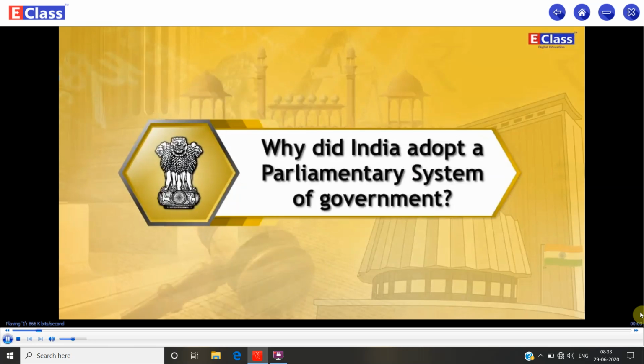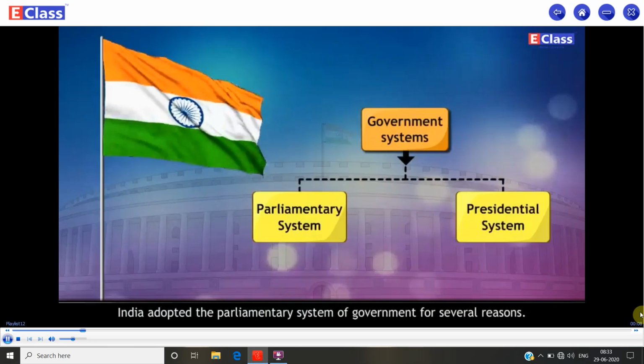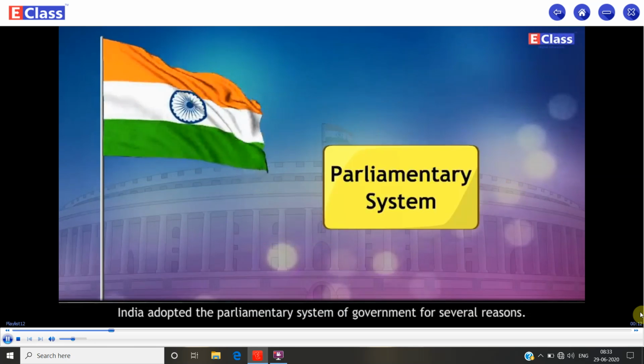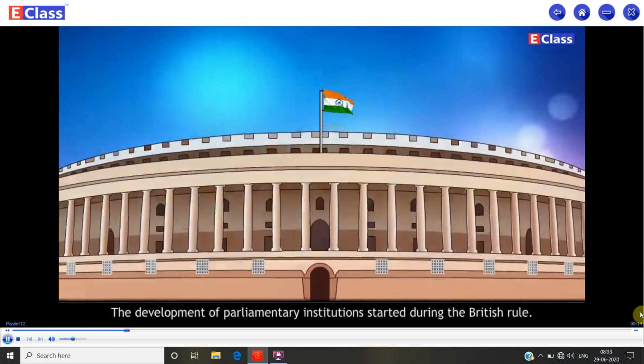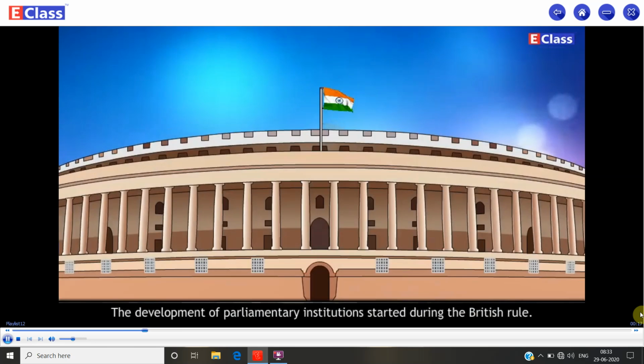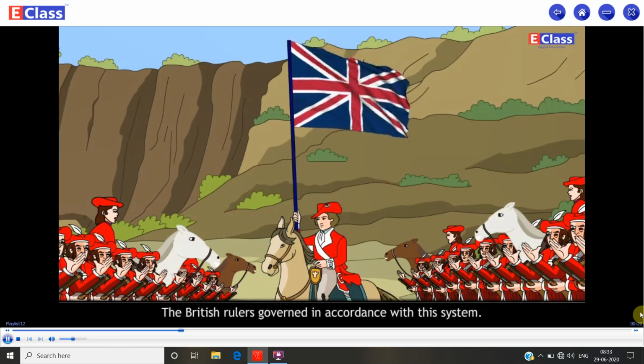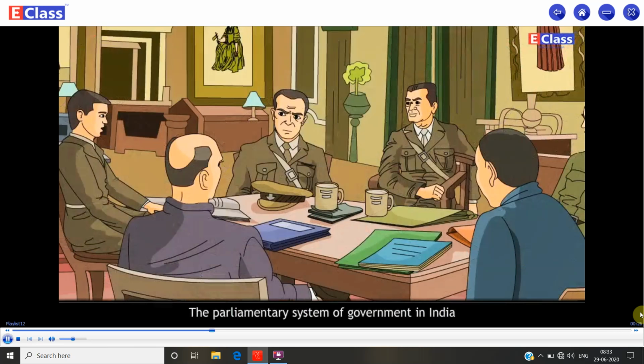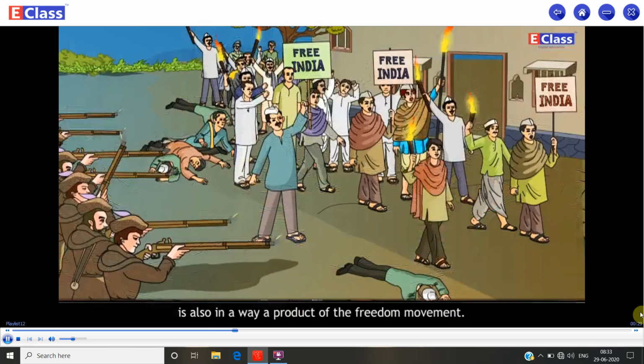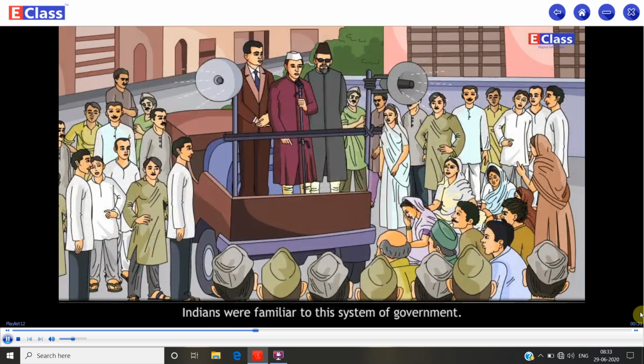Why did India adopt a parliamentary system of government? India adopted the parliamentary system of government for several reasons. The development of parliamentary institutions started during the British rule. The British rulers governed in accordance with this system. The parliamentary system of government in India is also, in a way, a product of the freedom movement. Indians were familiar with this system of government.